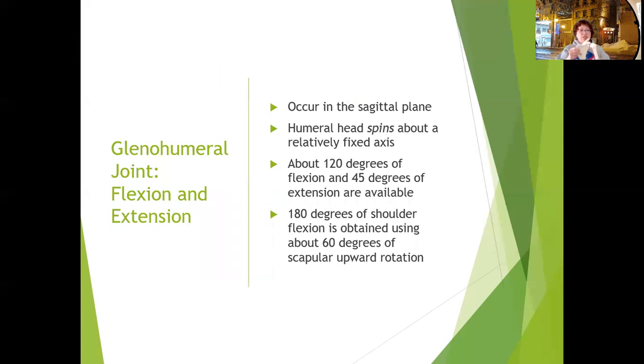So glenohumeral flexion and extension occur in the sagittal plane. The humeral head spins about a relatively fixed axis. Interesting, right? There's about 120 degrees of flexion and 45 degrees of extension available in the glenohumeral joint. 180 degrees of shoulder flexion is obtained using 60 degrees of scapular upward rotation. So if you want to reach up to that top shelf, you need to use your scapula.